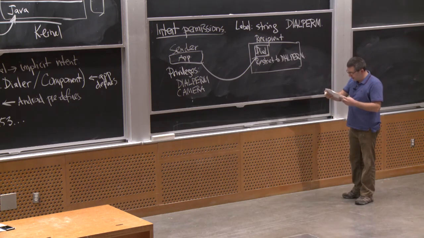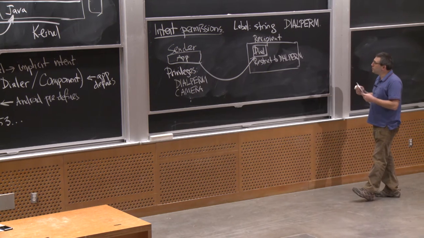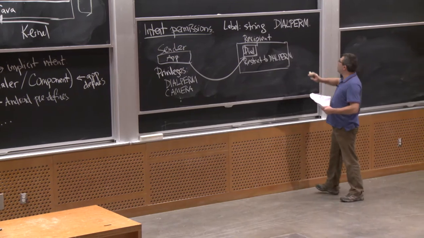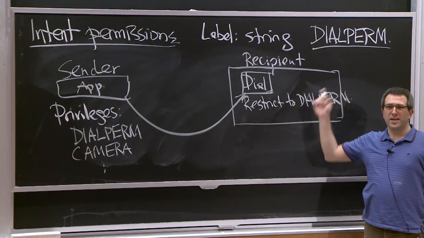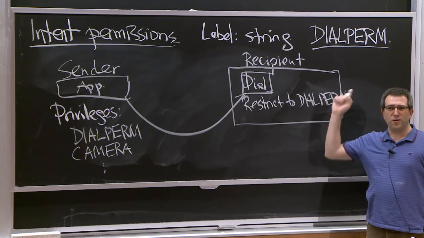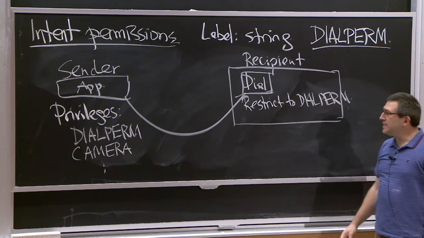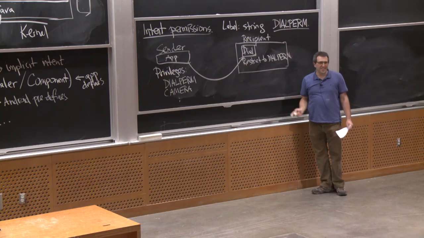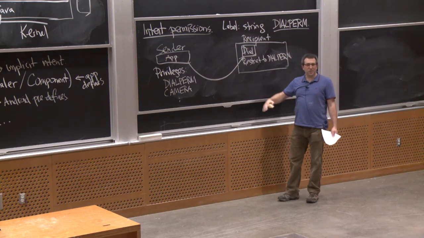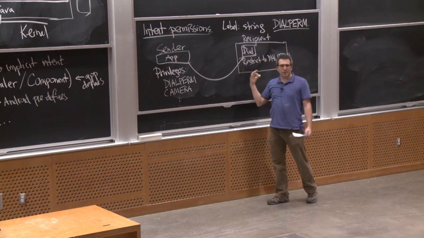So let's talk about where they come from. There's a couple of questions we could try to answer. One is where this list of strings comes from. Like, what's the set of privileges total? Is it dial perm and take a picture and that's it, or are there more? And one cool thing about Android is that even the privileges themselves are defined by applications. So the whole story here is very much application controlled.